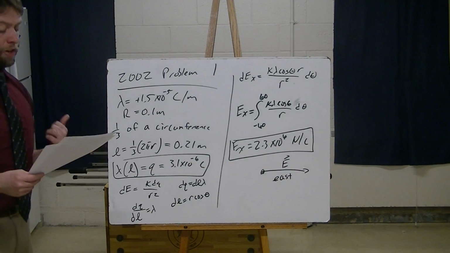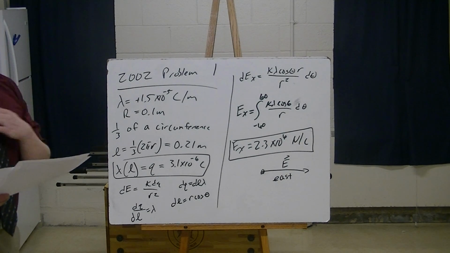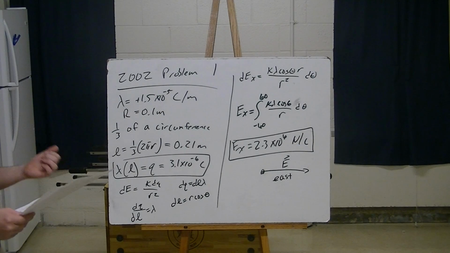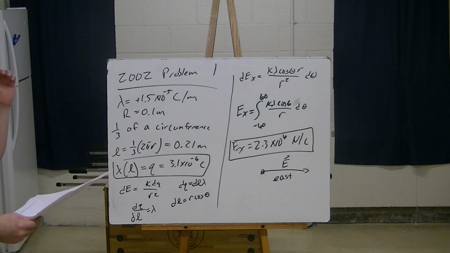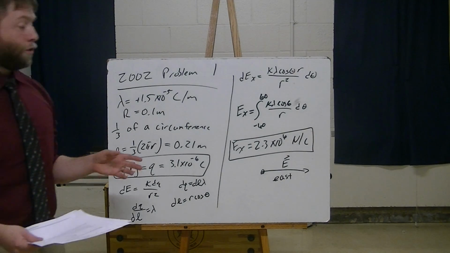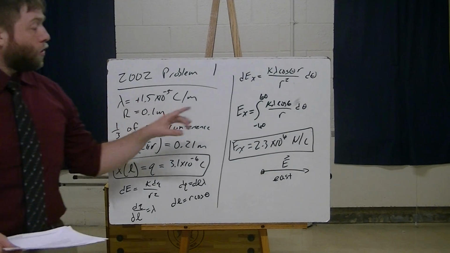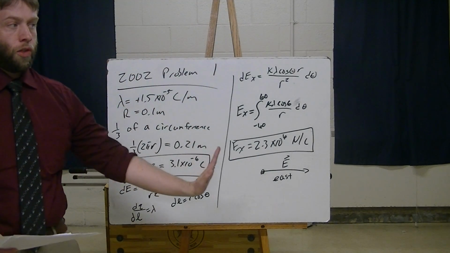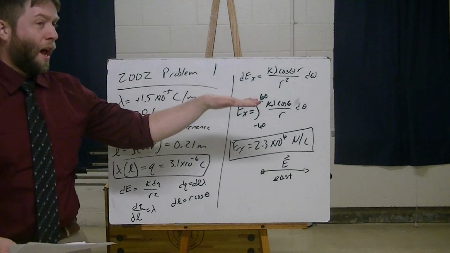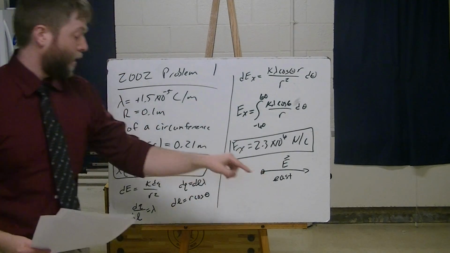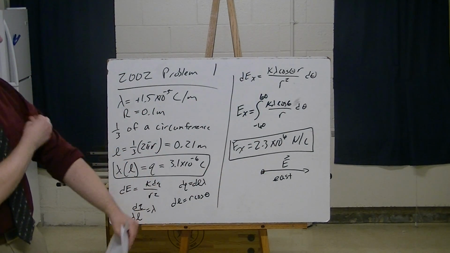Now the hard part is actually determining the magnitude and direction of the electric field at the center O of the arc. Should be easy to figure out the direction of the electric field because it's positive, so all of the Y contributions are going to cancel each other out. We're only going to have an X contribution, so that should be an electric field that's pointing in the east direction.